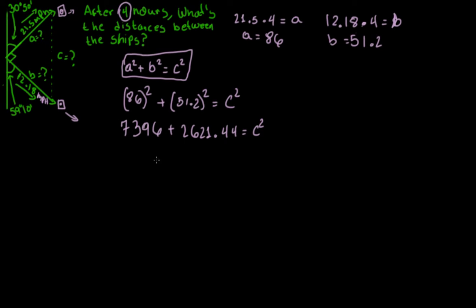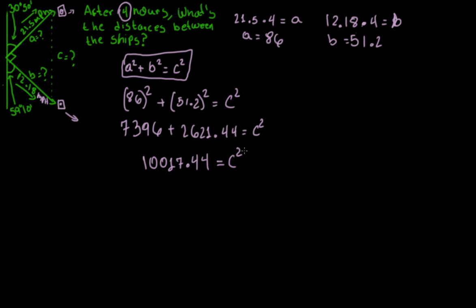So we're gonna add these two. I'm using my calculator, by the way, so you can perform your adding and multiplication using your calculator. So 10,017.44. That's what I get from this adding, equal to C squared.